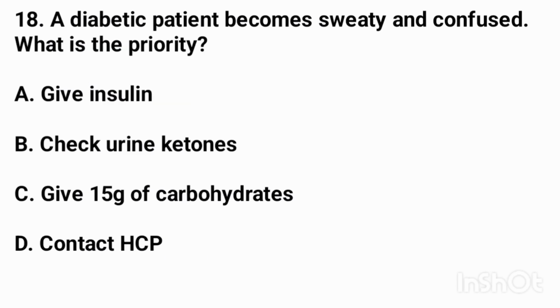Question number 18. A diabetic patient becomes sweaty and confused. What is the priority? The right answer is option C. Give 15 g of carbohydrates.